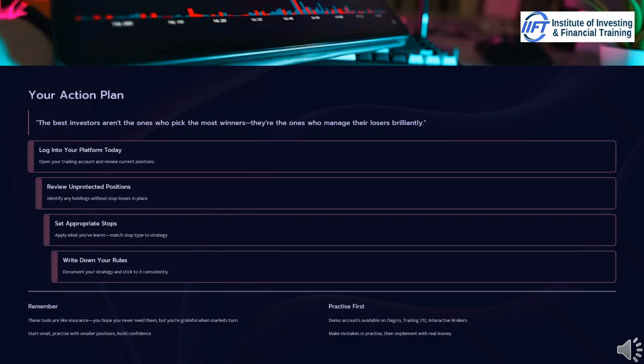So what you really need to do today is log into your platform, review all the positions that you have without any stop losses, and then figure out the appropriate stop to apply based on what we've gone through here. Then write down the rules that you want for that particular holding, and stick to those rules.